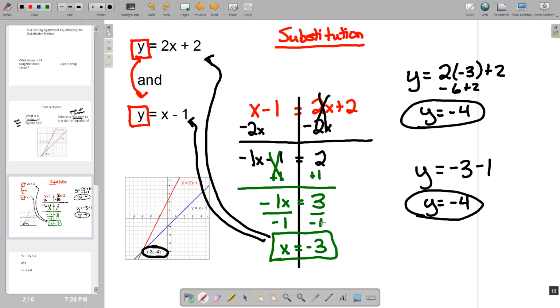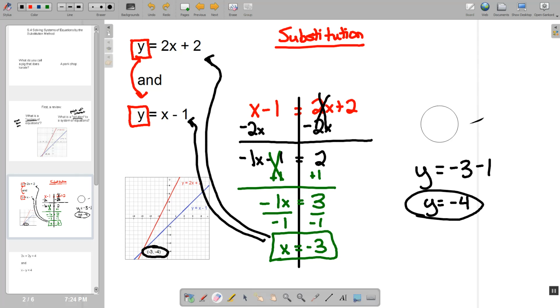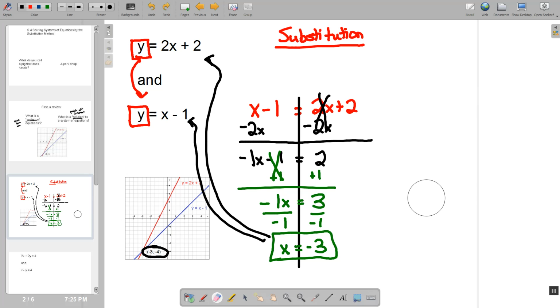Therefore, my answer should be correct. But now I need to ask myself, how could I check to make sure my answer is right? And the solution to this is actually not too bad. We know that our answer is the ordered pair -3, -4. All I do is plug it into each individual equation, if this is my x and this is my y, and make sure it gives me two true statements.